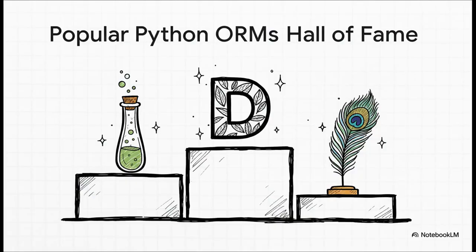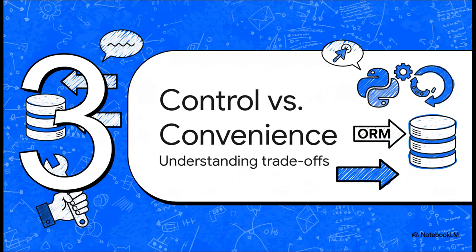And this isn't some weird, obscure concept. It's an incredibly popular and mature way of working in the Python world. Huge, powerful libraries like SQLAlchemy, the Django ORM that powers so many websites, and Peewee, they're all fantastic ORMs that provide this translator service. So now we have these two amazing options. We've got the direct, raw control of the DB API, and we have the Python native convenience of an ORM. The important thing to realize is that this isn't about which one is better. It's about understanding the trade-offs so you can pick the right tool for your specific job.